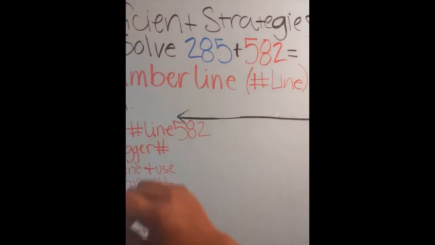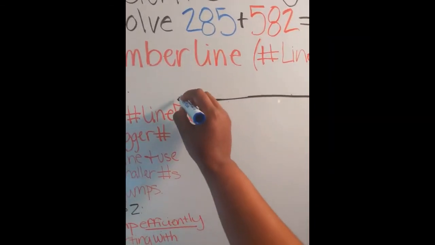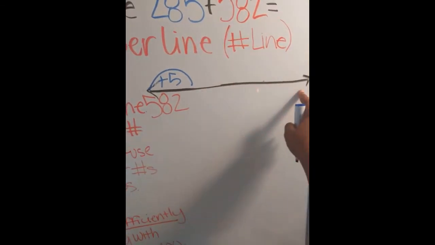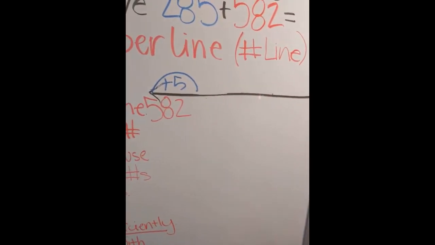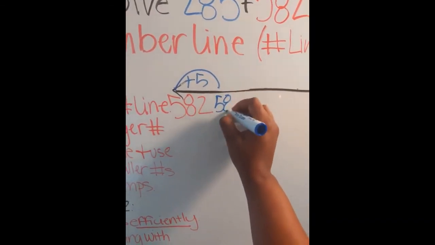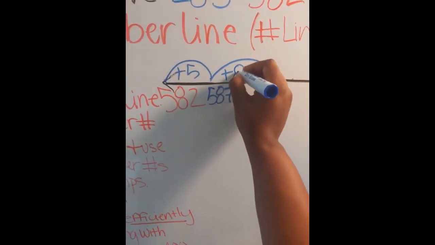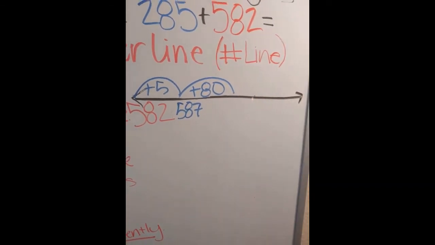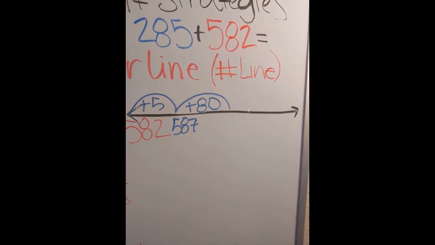We will start with the ones place. And our smaller number, first jump will be plus 5. Down here, we are writing where our jumps land, right? So, 582 plus 5 gives us 587. Now, when we go ahead and add the tens, we're going to have to regroup our tens and hundreds. Go ahead and do the math for where our second jump will land.